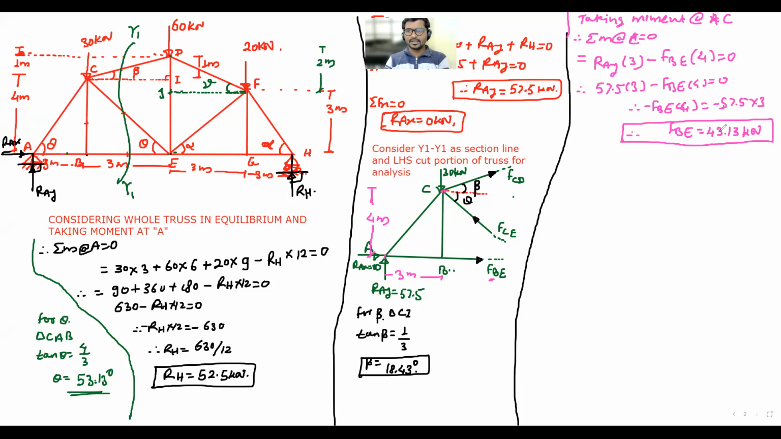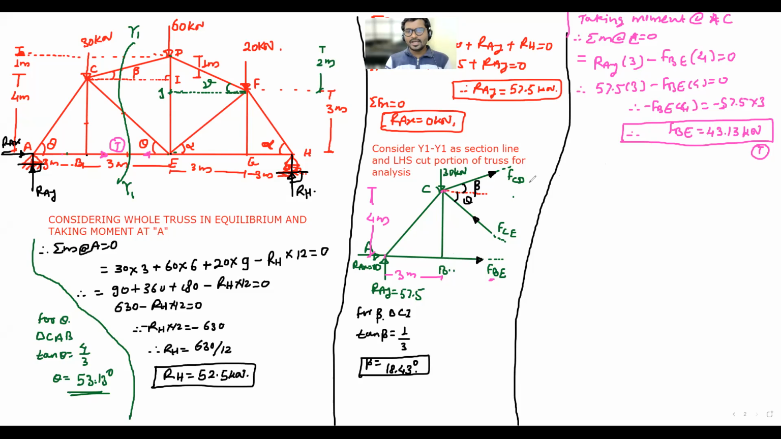Okay. Then transfer the direction for BE. At B we have assumed towards the right hand side. At E it will be towards the left hand side. So compression or tension? Tension. The member is in tension. Understood up to this? Yes, sir.